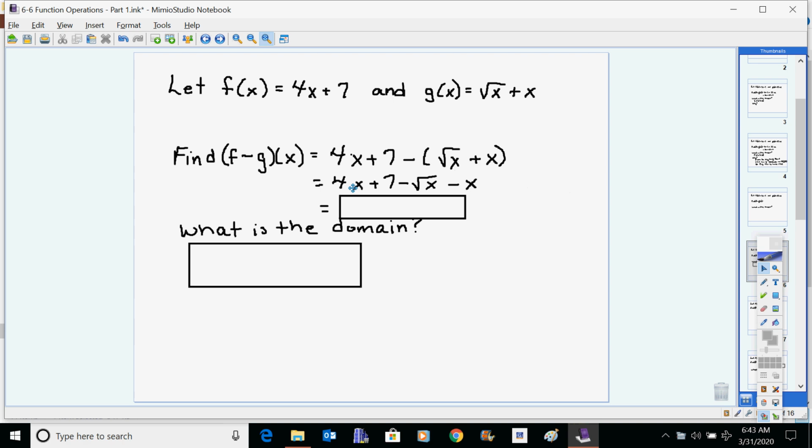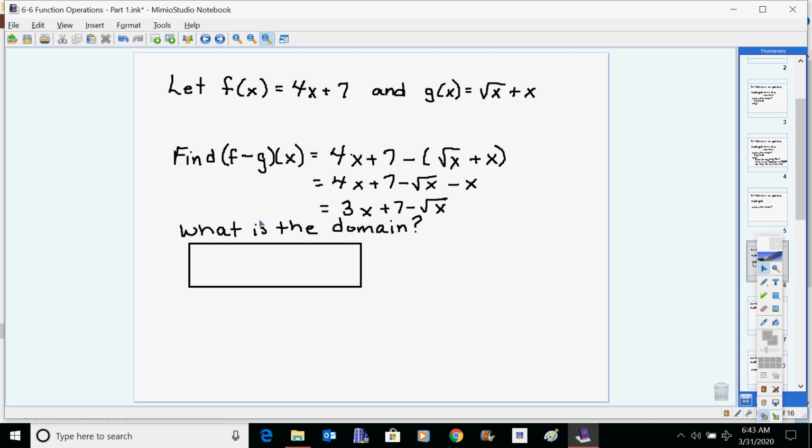And then put your things that are alike together. 4x minus x gives you 3x plus 7 minus square root of x. So make sure that you are distributing, make sure that you have that taken care of.